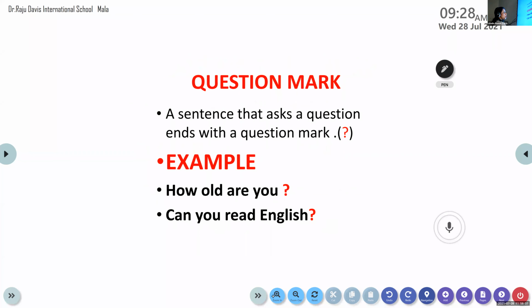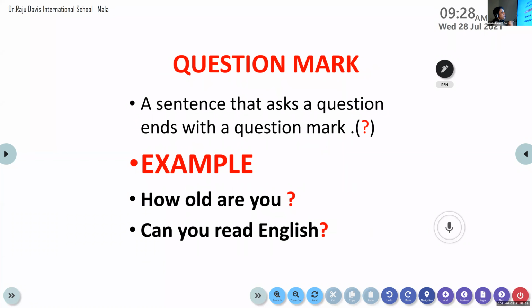Now let's move on to the question mark. Okay. So when a sentence asks a question, what we have to do, children? When a sentence asks a question, we have to end the sentence with a question mark. Okay, so question mark is like this. How are you? How old are you? What's your name? What is your name?